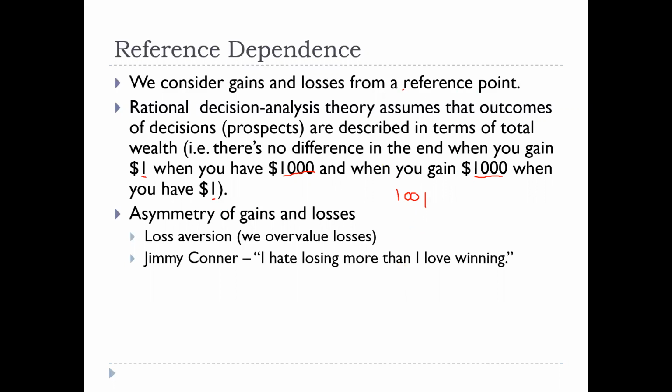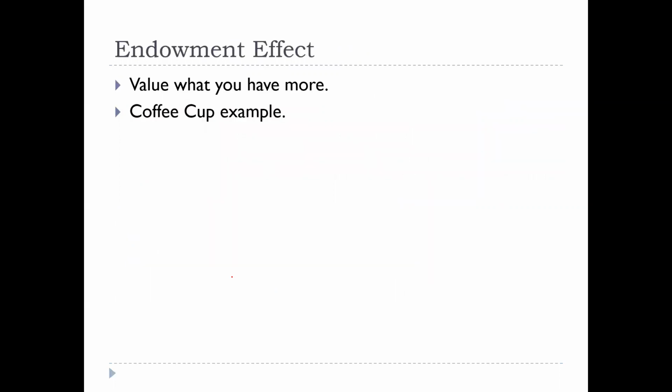So thinking about where we start from, the reference point. The second thing to think about is the asymmetry of losses and gains, right? We usually overvalue our losses. And Jimmy Connors, who was a famous tennis player, summed this up as, "I hate losing more than I love winning." Let me give you a couple of examples from Kahneman and Tversky's experiments. One is that we like to value what we have more.